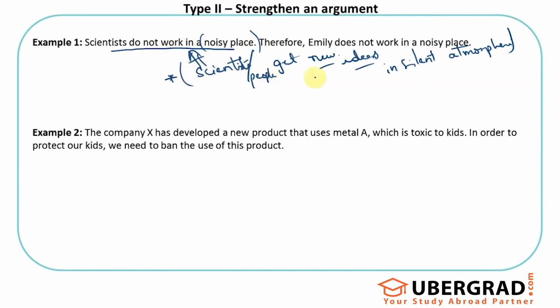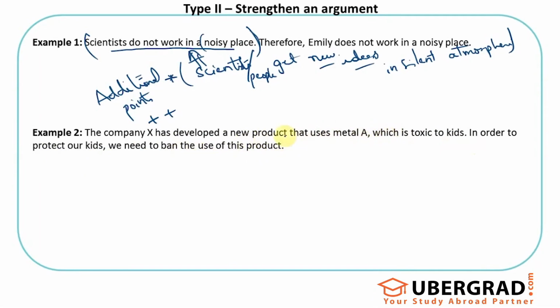So things like this would be additional lines or additional points which would strengthen the argument, that is, support it, be in favor of it, or make it stronger. Let's look at this. Company X has developed a new product that uses metal A, which is toxic to kids. In order to protect our kids, we need to ban use of this product.